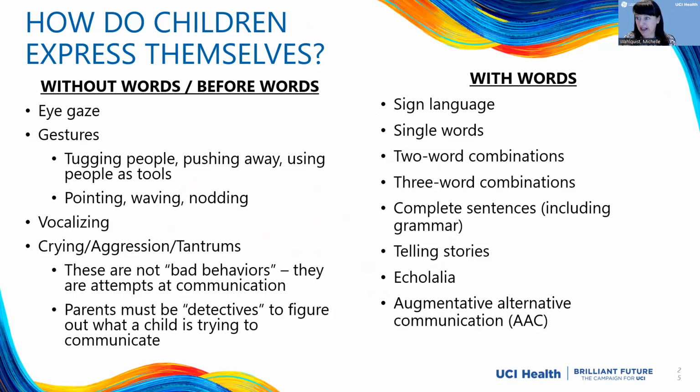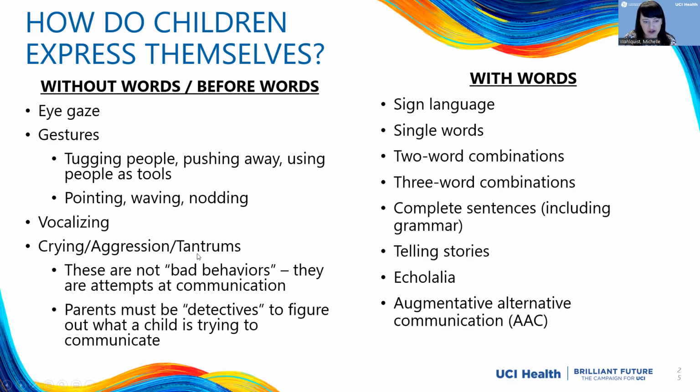Children express themselves without words very early on. So like we've talked about, children can express themselves using eye contact. They can express themselves using gesture. So pulling people, pushing things away, nodding their head, pointing. They can communicate just through vocalization. So I didn't use any words, but you know what that means. It means I like something, right? So I didn't use any words, but I did vocalize and communicate with you.